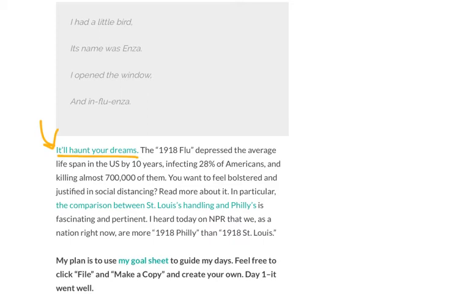The 1918 flu depressed the average lifespan in the U.S. by 10 years, infecting 28% of Americans and killing almost 700,000 of them. You want to feel bolstered and justified in social distancing? Read more about it. In particular, the comparison between St. Louis's handling and Philly's is fascinating and pertinent. I heard today on NPR that we, as a nation right now, are more 1918 Philly than 1918 St.